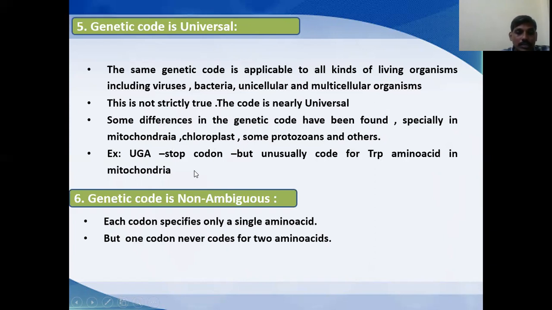The sixth one is that the genetic code is non-ambiguous. Non-ambiguous means there is no confusion at all. Each codon specifies only a single amino acid, and one codon never codes for two amino acids. These two statements describe non-ambiguity. There is crystal clear clarity in the relationship between the amino acid and the codon.